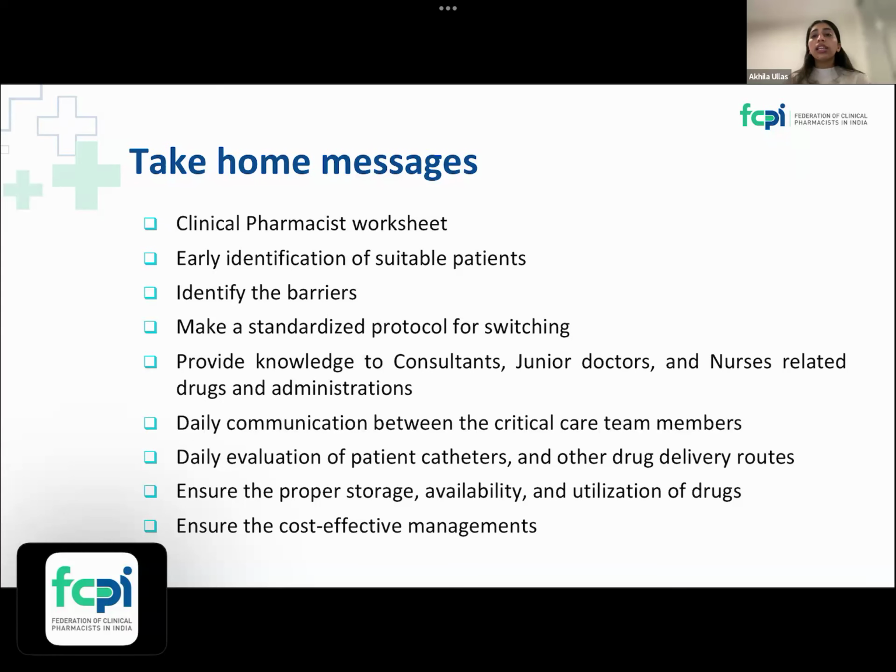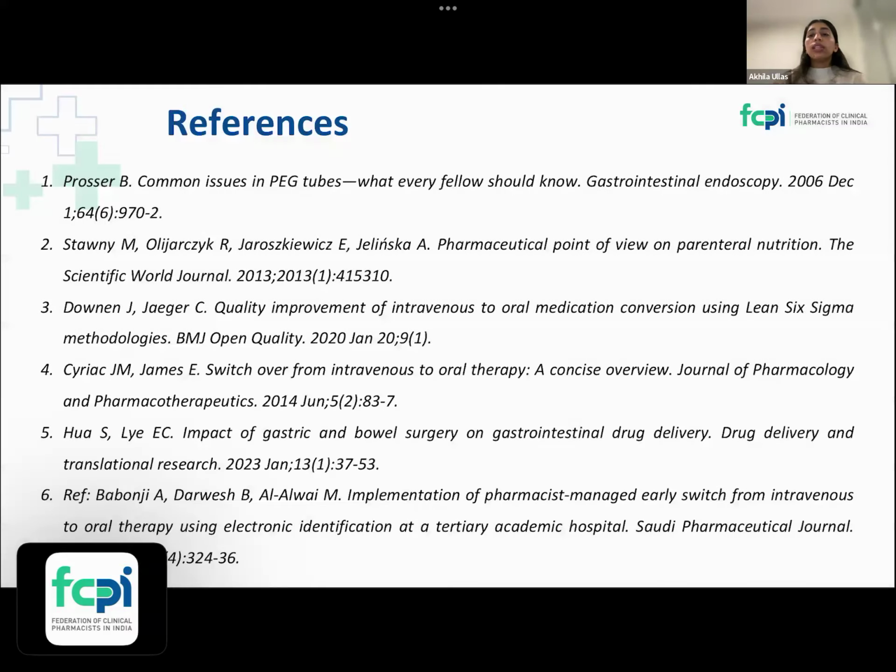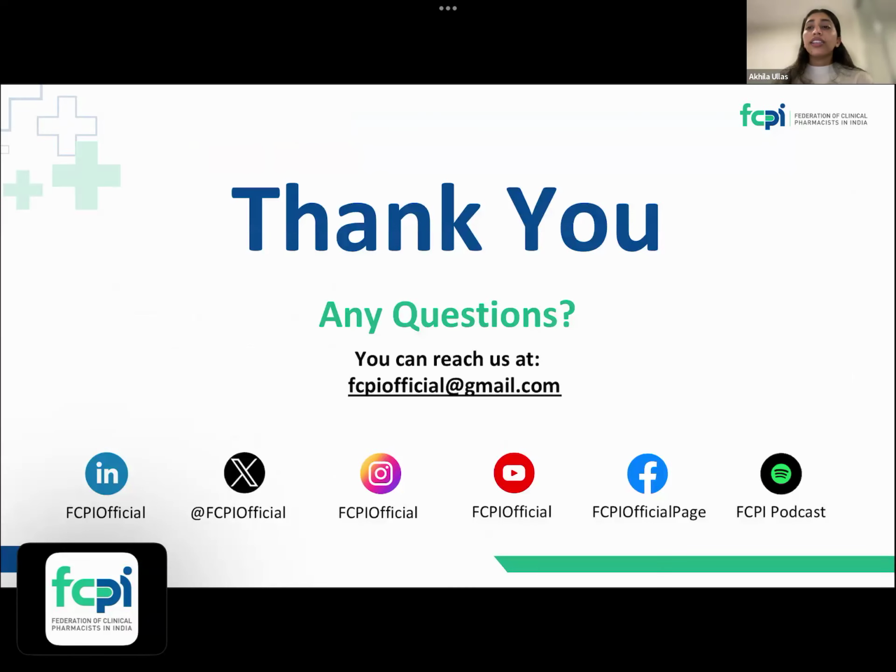There should be daily communication between you about the patient outcomes, and daily evaluation of patient catheters and other drug delivery routes to ensure proper absorption, proper accessibility, and proper infection control, and ensure proper storage, availability, and utilization of the drugs. Ensure cost-effective management. So these are the references. Thank you.